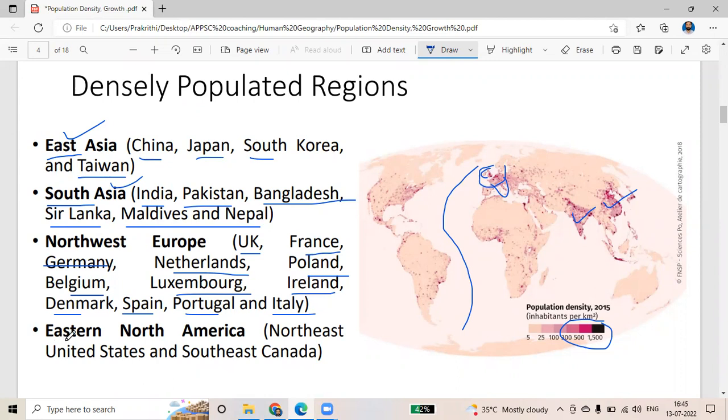Then the eastern part of North America. This is North America and this is its eastern region. Northeastern United States and Southeastern Canada. So this is Canada and this is the United States. So in this region we can see Canada and USA. So this region is the third largest densely populated region on the Earth's surface.